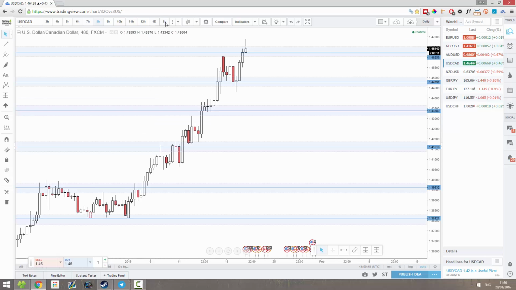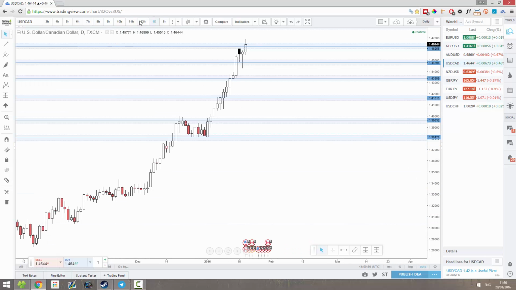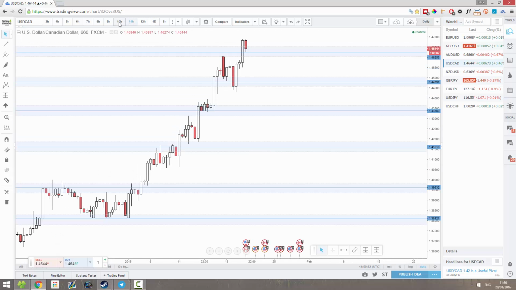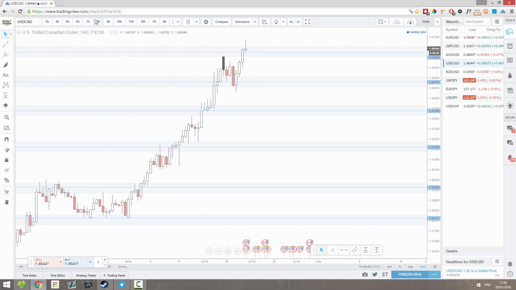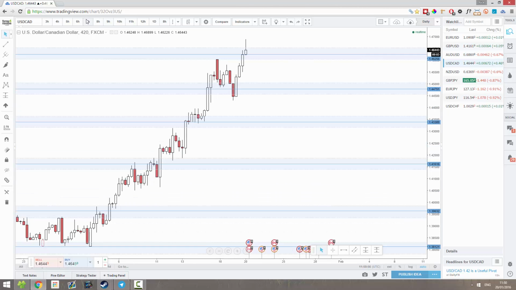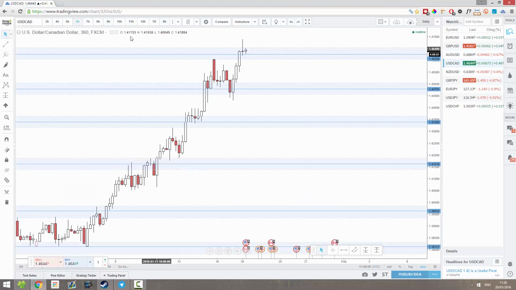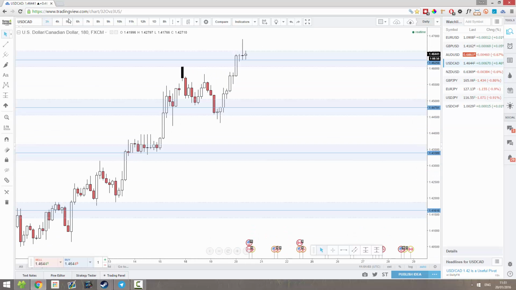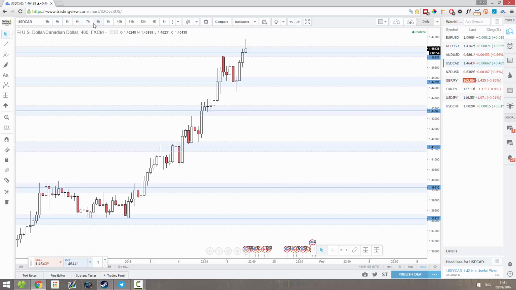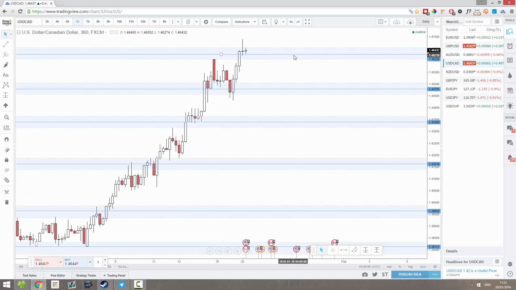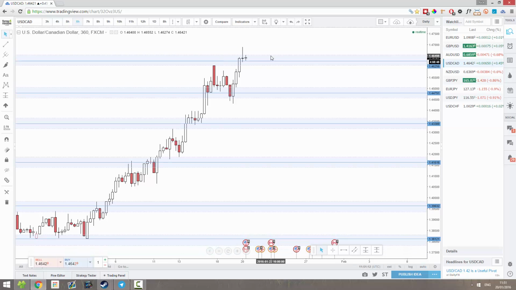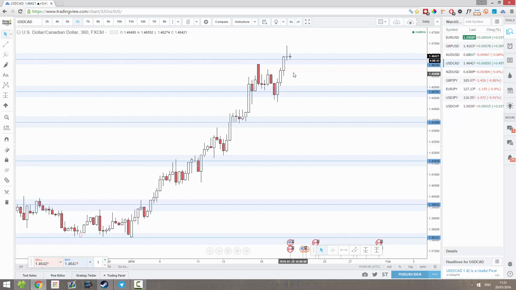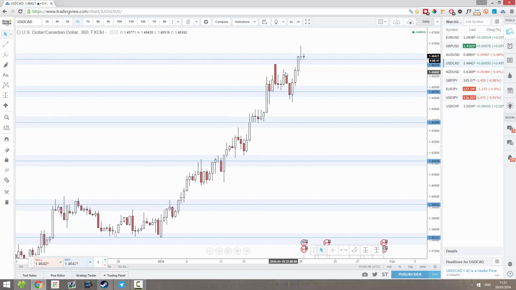USD CAD is up next. Let's start with the daily and work our way down. 12, 11, 10, 9, 8. Now we're starting to see something on the 8 hour, on the 6 hour, on the 4 hour, 3 hour. Let's look at it on the 6 hour. Now this is another potential trade, but this one's already closed, the indecision candle. It's actually looking pretty decent, I have to say.